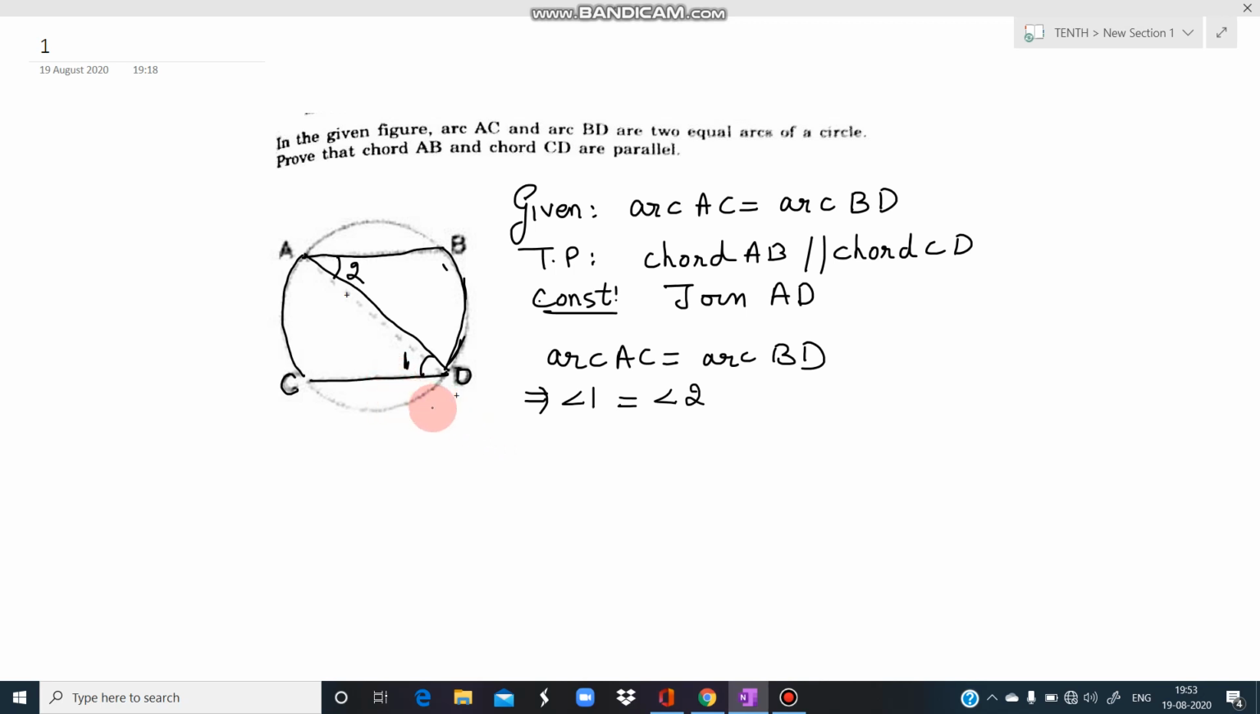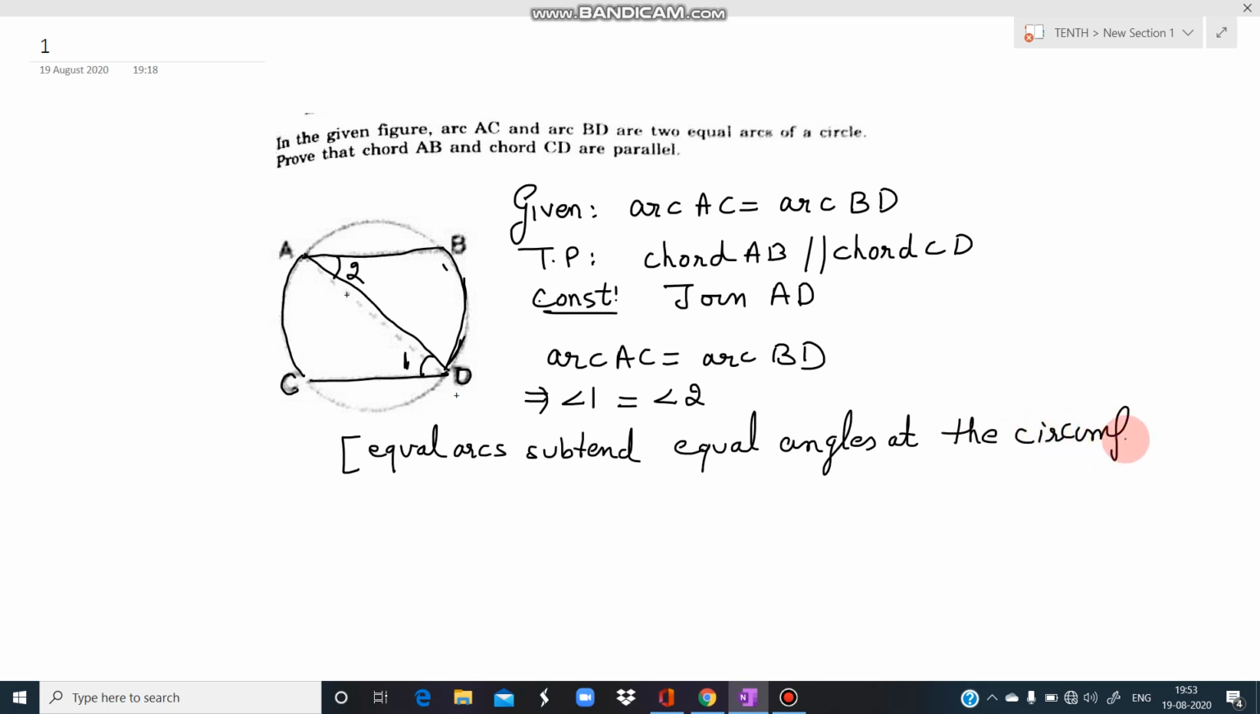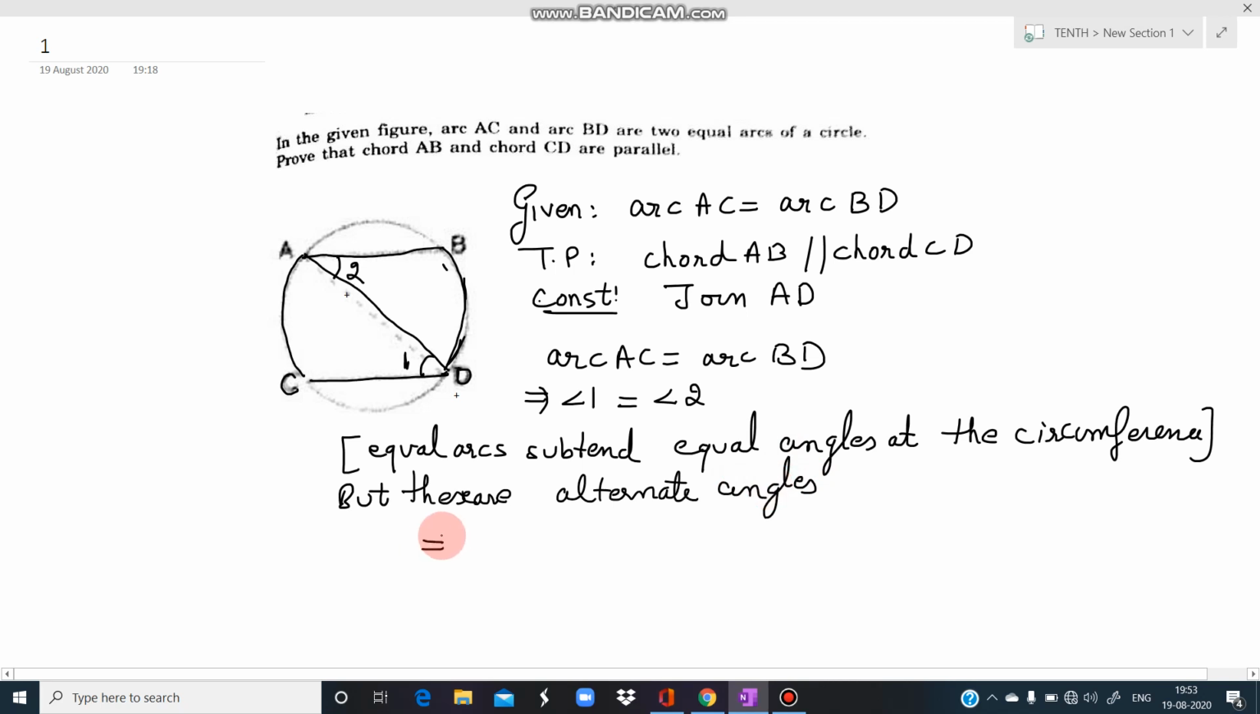In these questions the proof is very short, so you have to give the reason. What is the reason? The reason is that equal arcs subtend equal angles at the circumference. So if arcs are equal, then the angles they make on the circumference are also equal. But you can see angle 1 and angle 2 are alternate angles. Actually, if you look carefully, these are alternate angles. So this implies that AB is parallel to CD.